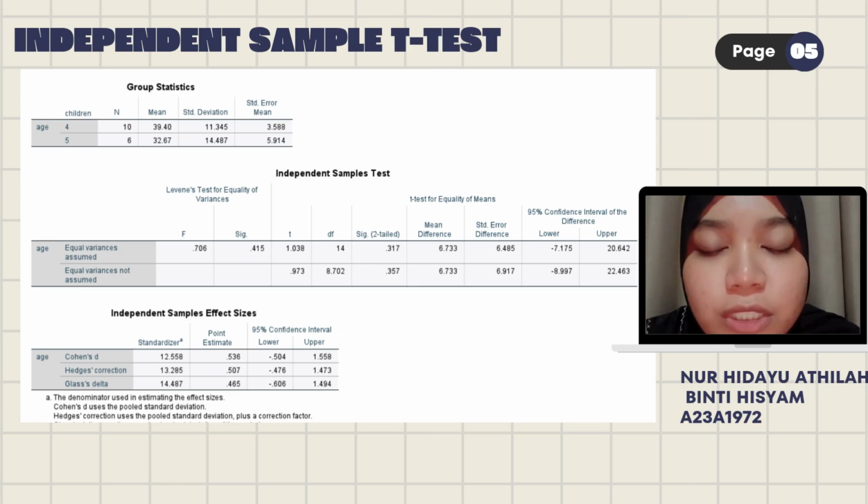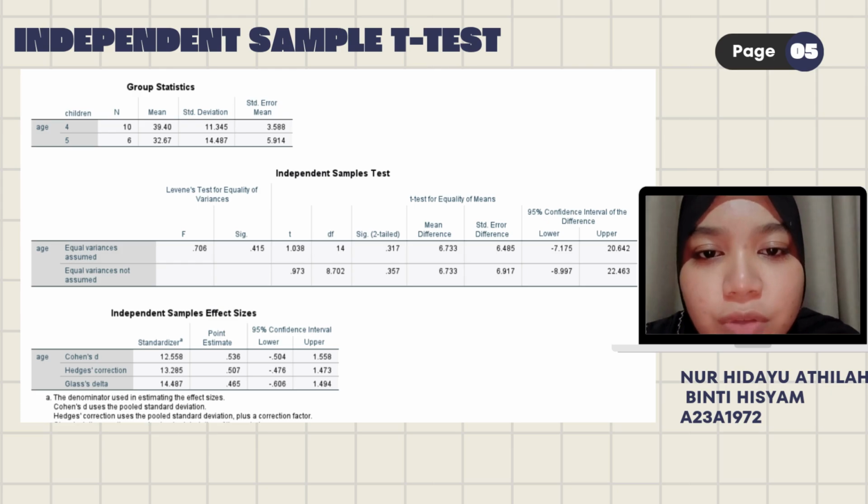First, the Levene's test shows a significance value of 0.415. Since the value is greater than 0.05, we assume equal variances. Looking at the t-test result, the significance two-tailed value is 0.317, which is greater than 0.05. This indicates that there is no statistically significant difference in age between these two groups of respondents.